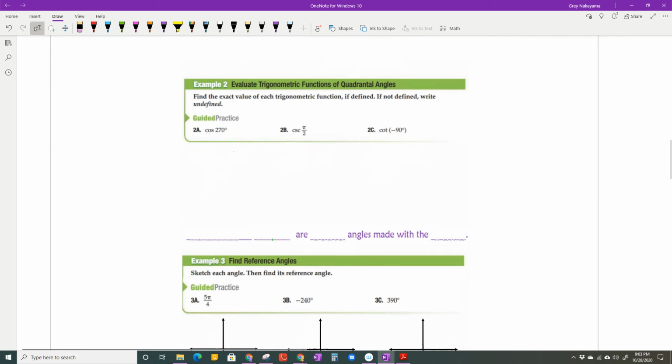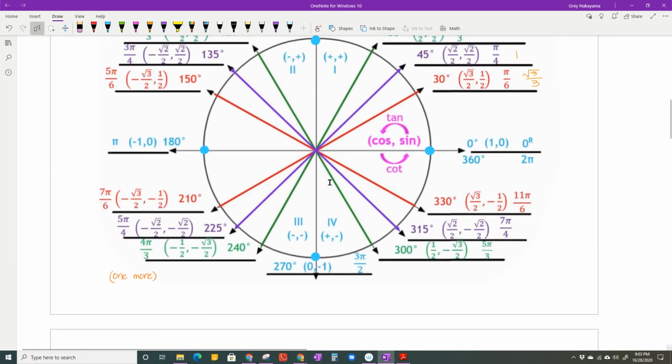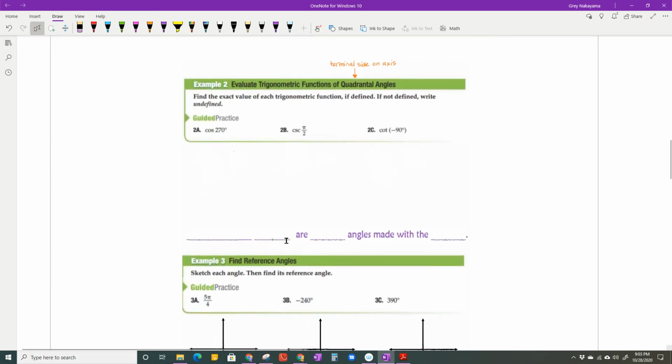So the first thing, evaluate trigonometric functions of quadrantal angles. First off, a quadrantal angle is any angle whose terminal side is on an axis. Okay, so that means when you're looking at your unit circle, that's these with the blue dots. So all you have to do is know where things are. 270 degrees is down at the bottom. What are those coordinates? Coordinates are 0, -1. Cosine is the first coordinate. So the cosine of 270 is 0.